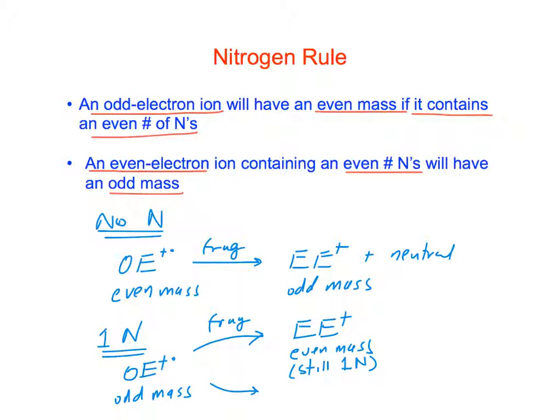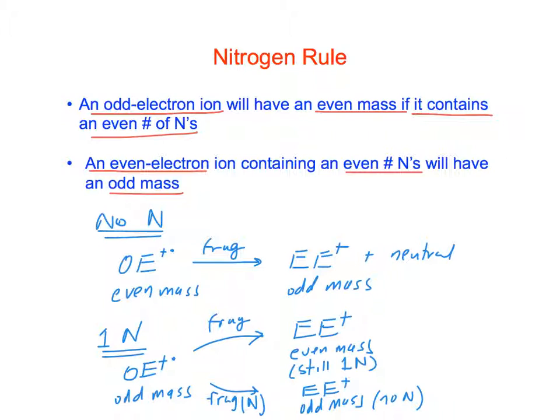So if the fragment, let's see, includes the nitrogen here, right, then we'll still get an even electron ion from our fragment, but this would have an odd mass. So this would have no nitrogen in it. So if you start off with 1 nitrogen, or an odd nitrogen amount, and you fragment the nitrogen, you still have an odd mass.